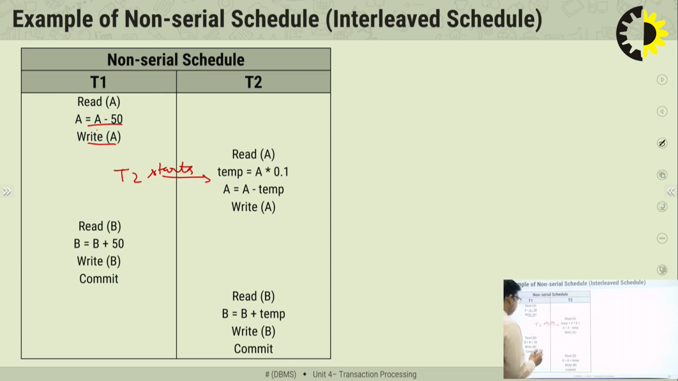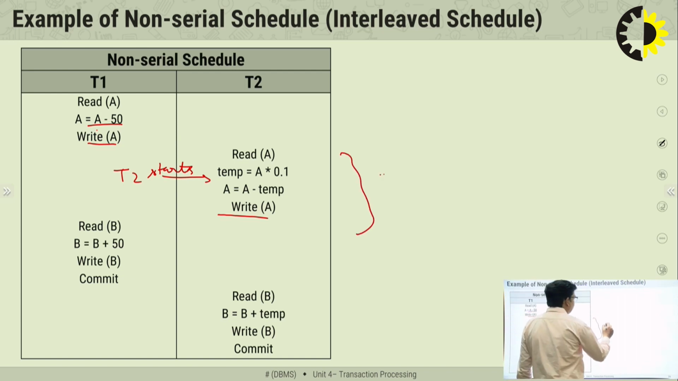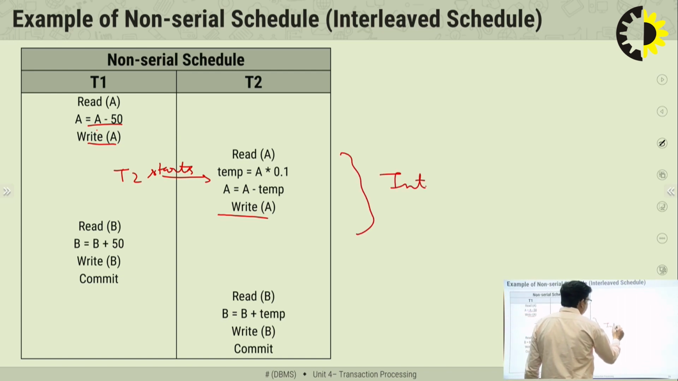Thereafter, after the execution of all the instructions on data item A, we start the execution again of T1. Here we are reading the value of A and updating the value of A. Now this transaction is over. Thereafter we start with this. So the whole point is that the execution takes place in an interleaved fashion.